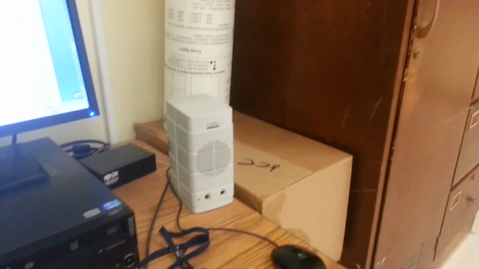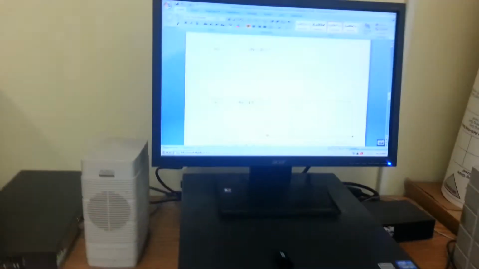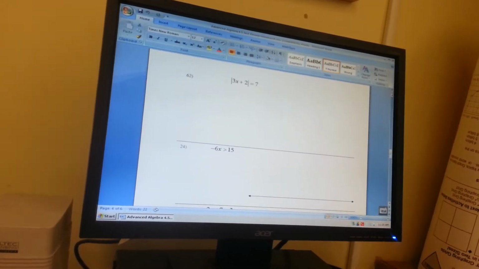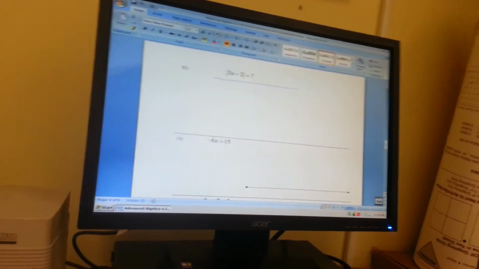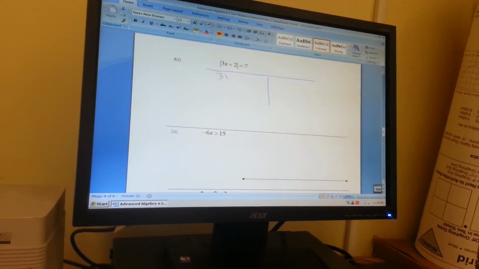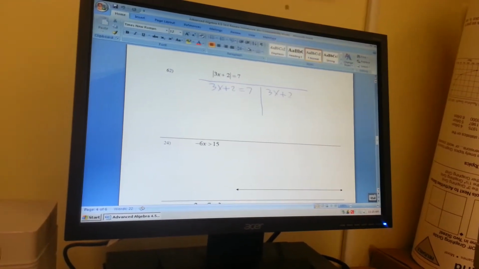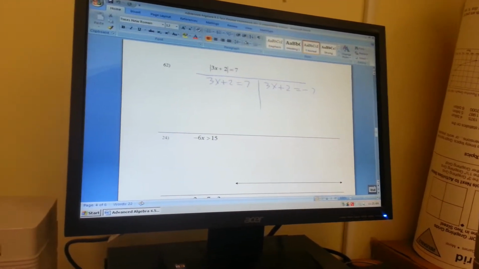Okay, what type of equation is this, guys? I've got to start picking up the pace a little. Absolute value. Read the directions. Absolute value equation. Is it isolated? Yeah. Then what? Separate. 3x plus 2 equals 7, and 3x plus 2 equals negative 7. And now this is baby food.